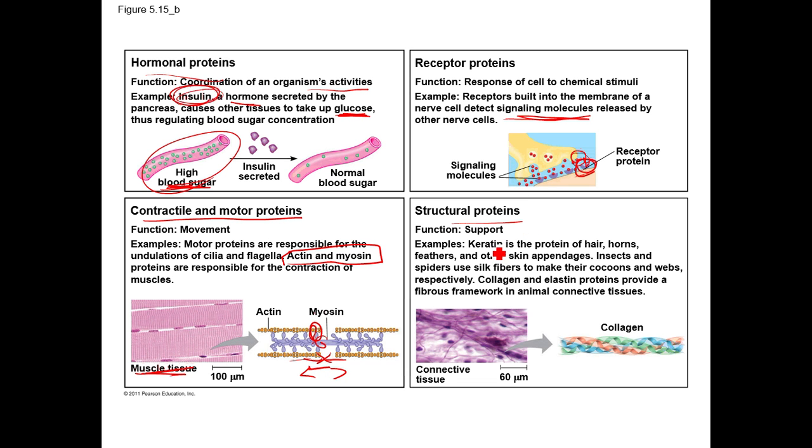Structural proteins. Keratin is in your hair. It's in horns. Obviously, you don't have those. Feathers or other skin appendages. Insects and spiders use silk fibers to make their cocoons and webs. Collagen and elastin also provide framework for the connective tissues in our bodies.